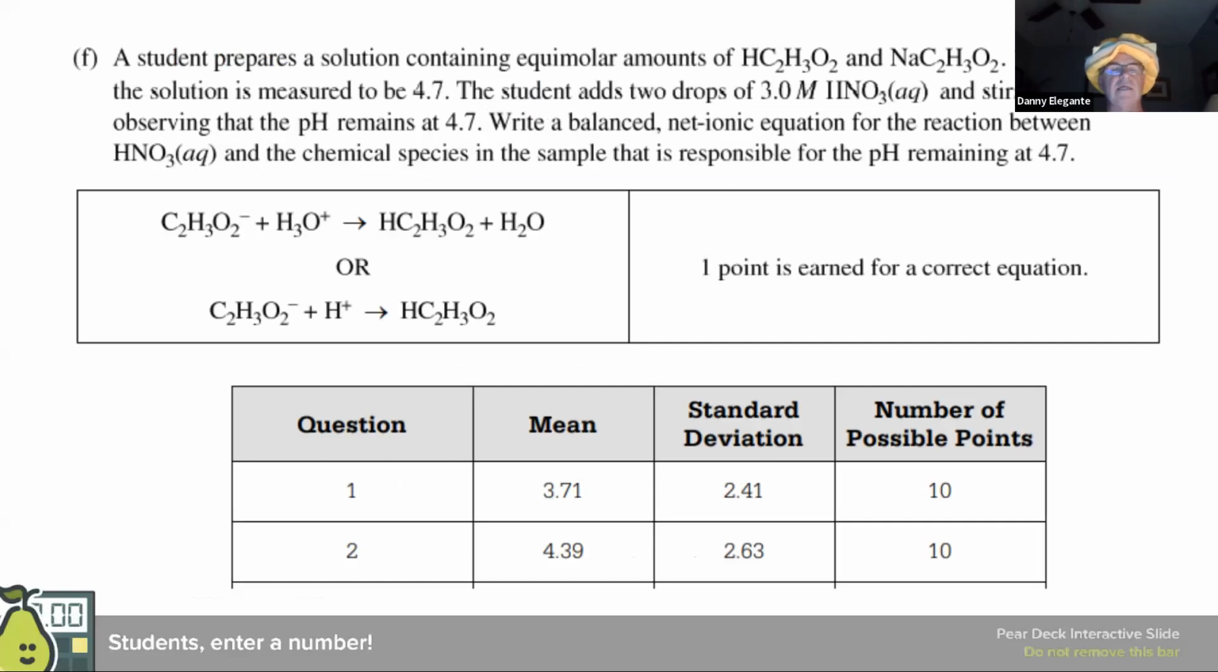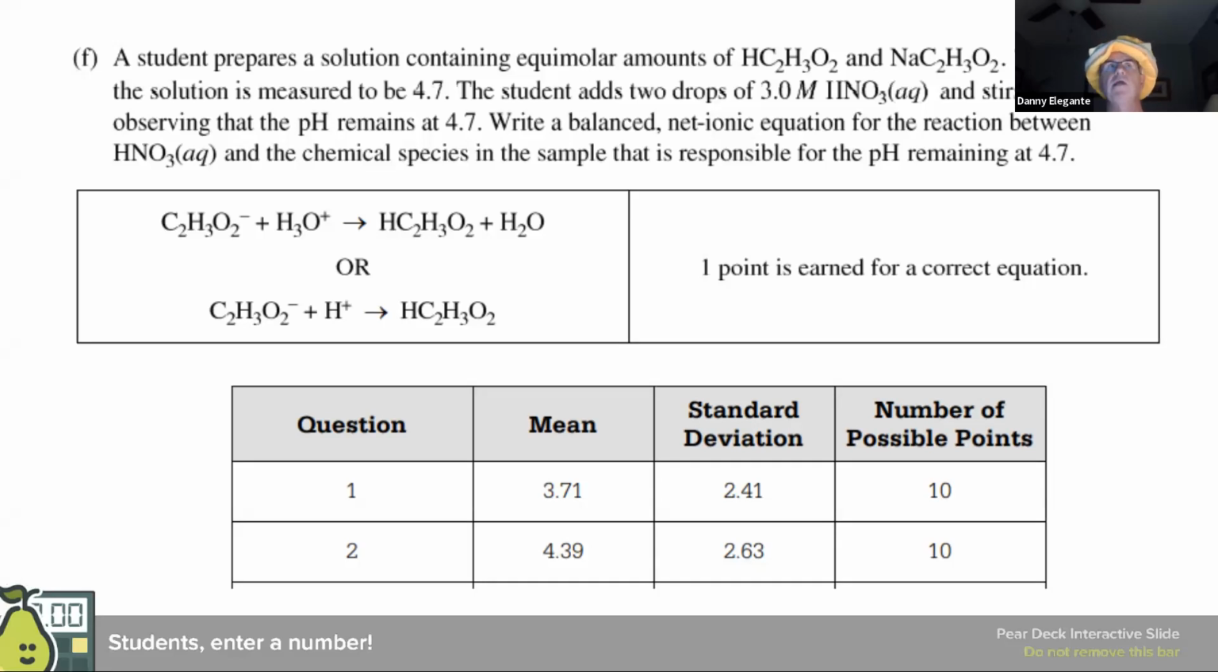draw a net ionic. So you could have either represented the bottom one. That's kind of what I said, right? The acetate plus the hydrogen ion makes it. Or if you're fancy and bougie, maybe you made the hydrogen ion a hydronium ion, the H3O. Maybe that's what you did. Either one is okay. Either equation would be acceptable and you would get 1 point.